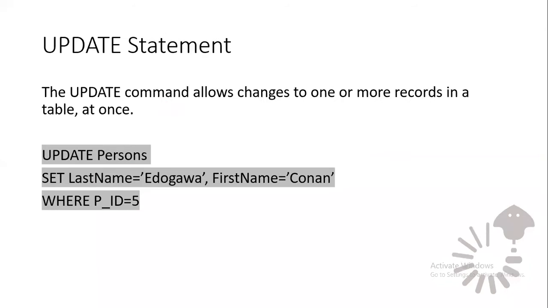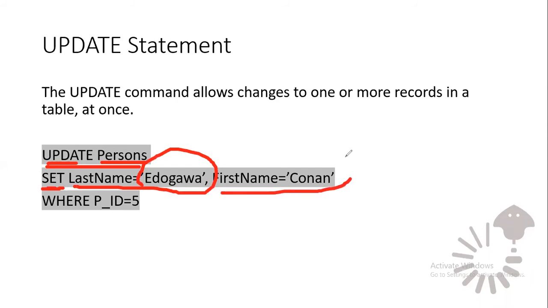We also have the update statement. For update command, we allow changes. So update is for edit, update, change, modify. May papalitan tayo. So we allow changes to one or more records in a table at once. Update persons, syntax is update keyword followed by the table name. Set, this is a keyword. Ano yung set natin? Lagay daw natin sa last name, Edogawa, first name, Conan, pero kanino?